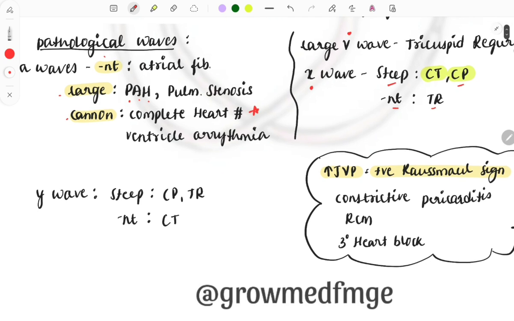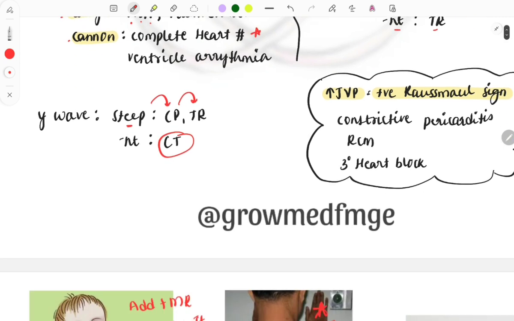And in case of the Y wave pathologies, it is steep in case of, no, not cardiac, it is constrictive pericarditis, and in case of tricuspid regurgitation, and absent in case of cardiac tamponade. So see, cardiac tamponade is a very important topic asked in surgery as well as medicine, and the questions related to this can be described like the patient has shortness of breath and so on history. And the two important things which will be described in the case is, on JVP you can see steep X and absent Y wave.